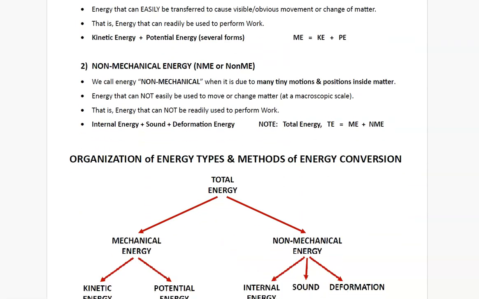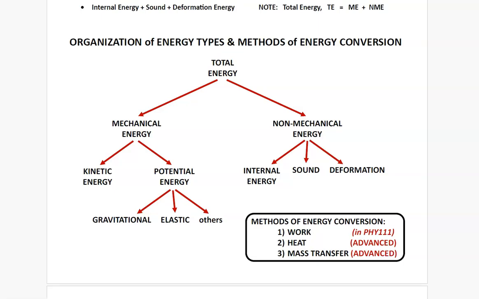So below here is just a little tree diagram to show you the organization. You have the total energy. It falls in two categories, mechanical and non-mechanical. The mechanical is made of kinetic and potential, and there are various kinds of potential. And the non-mechanical is everything else. For your purposes, it's internal energy, sound energy, and deformation energy.